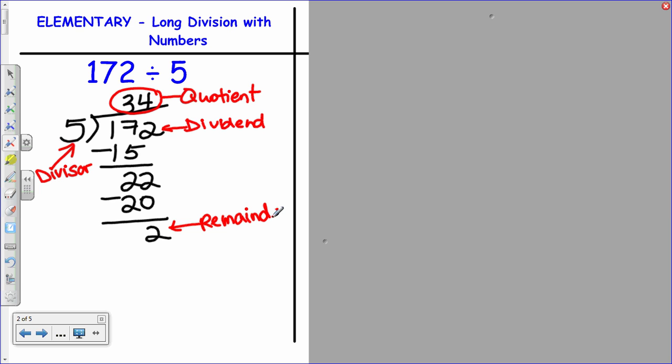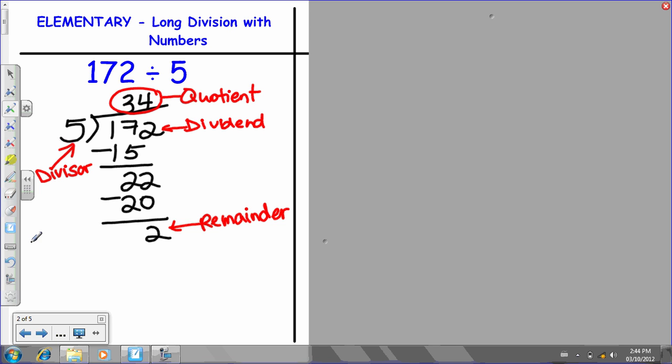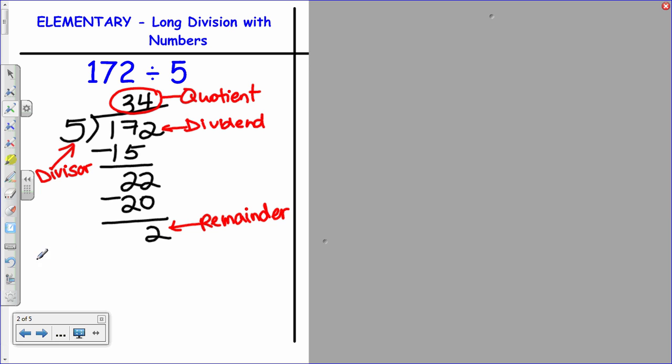All right. So how can we write this in a different way? So we know that 172 divided by 5 is going to be equal to 34 plus 2/5 of the remainder. So 2 over the remainder divided by the divisor.